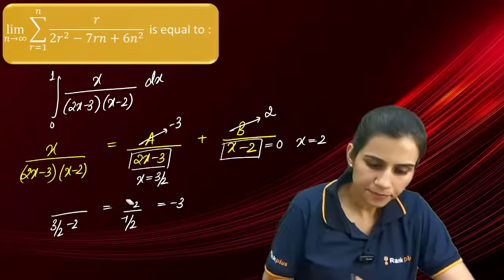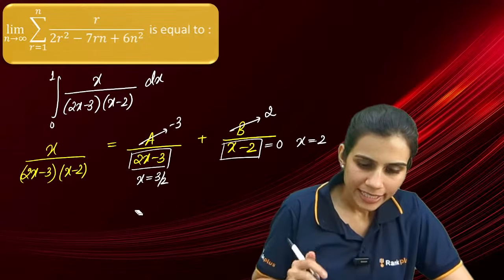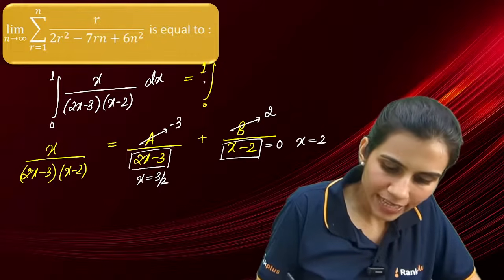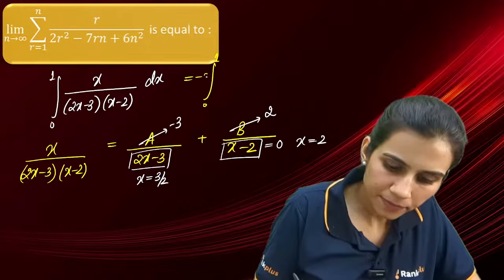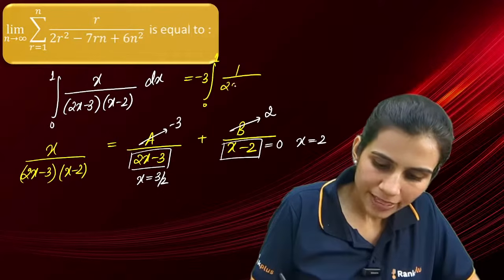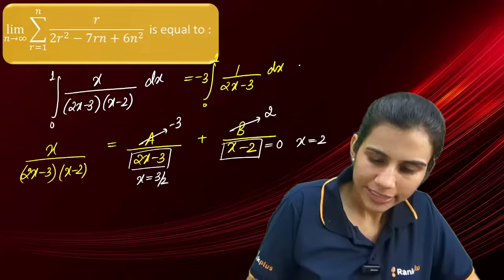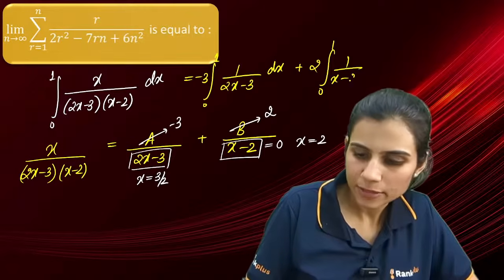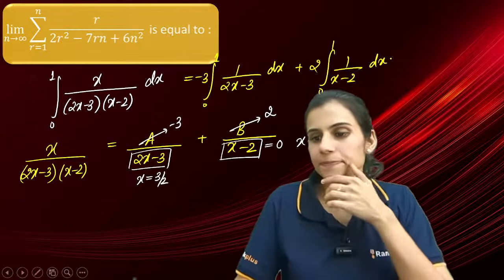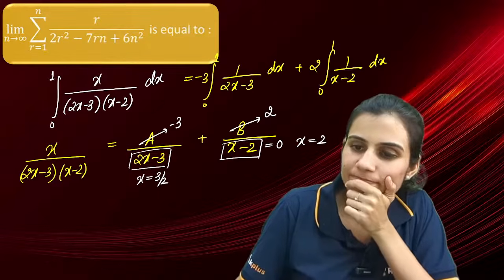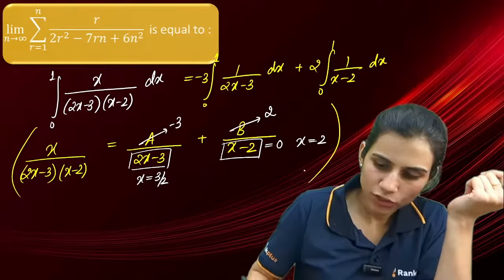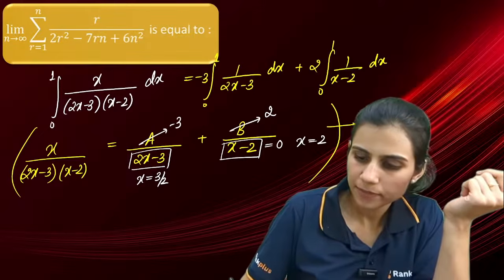Is this clear? So integration becomes integral from 0 to 1, a is minus 3 upon 2x minus 3 dx plus 2 integral 0 to 1, 1 upon x minus 2 dx. And now it's very simple. This is partial fractions.